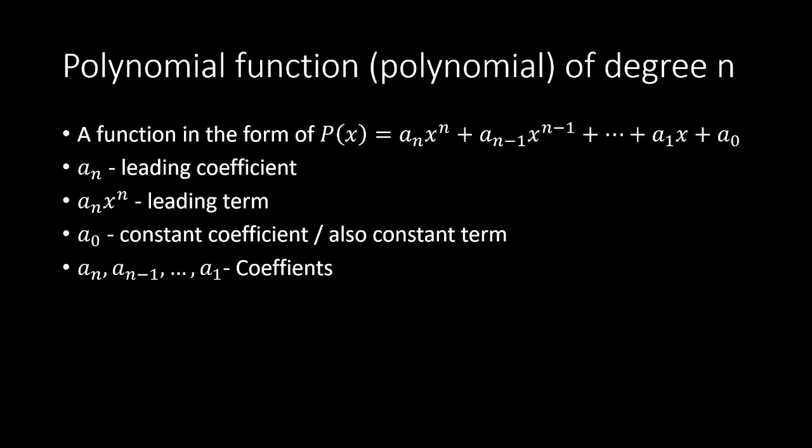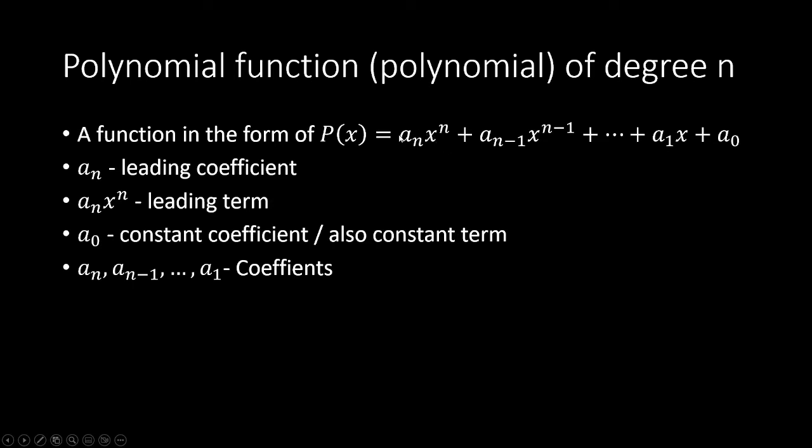Section 3.2 is about polynomial functions, and so a polynomial function or polynomial of degree n has this form: P of x equals a sub n x to the n plus a sub n minus 1 x to the n minus 1, and we will go all the way to a sub 1 x plus a sub 0.